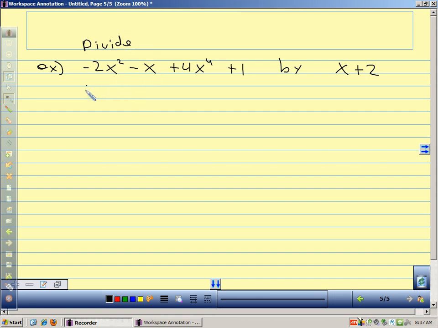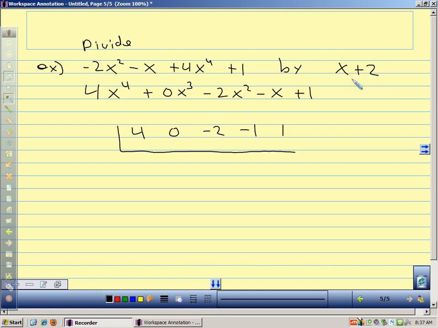So I'm going to rewrite this as 4x to the fourth. How many x cubes do we have? 0. So I'm going to write plus 0 x cubed, because we need to account for that one. Minus 2 x squared minus x plus 1. So there's my polynomial written in descending powers. Now we'll set up our synthetic division. So I'm going to write 4, 0, -2, -1, 1.